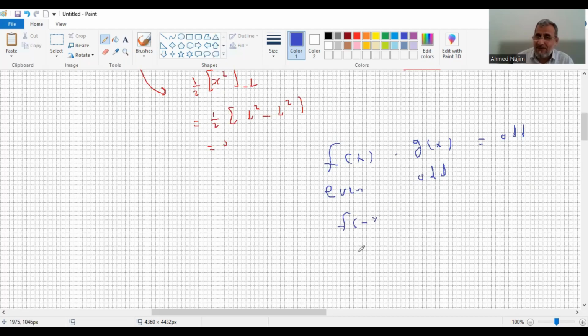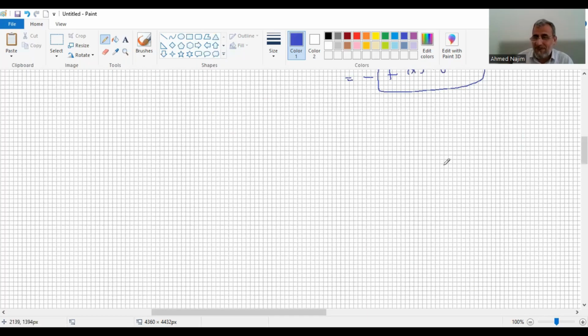f of minus x, which is equal to what? To f of x. And g of x is odd, so g of minus x is equal to minus g of x, because it's odd. So this will be equal to what? Equal to minus f of x times g of x. So now if f is even and g is odd, it will be minus f times g. That means it is odd.